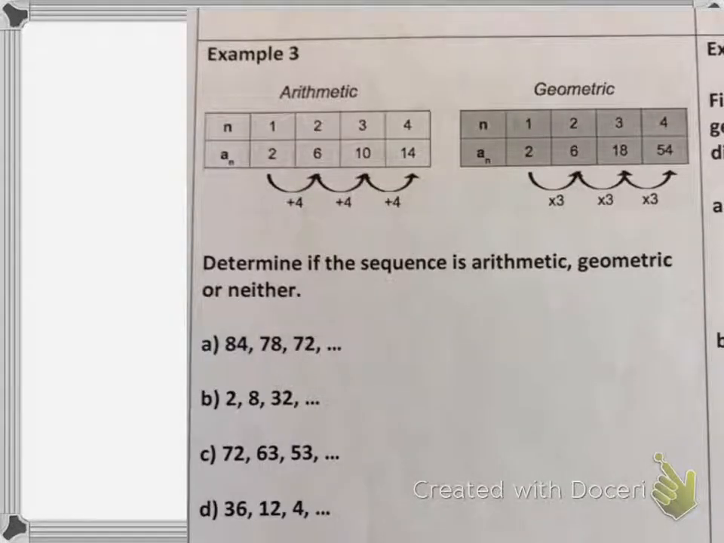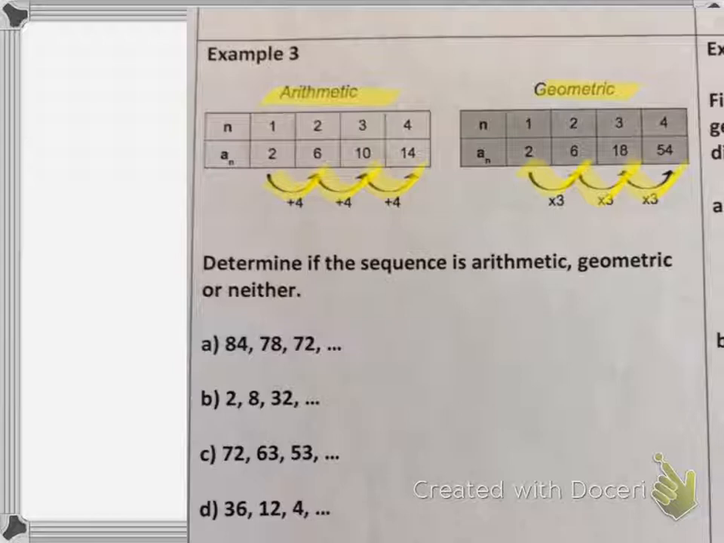All right, on example 3 here, we are comparing arithmetic and geometric sequences. Here's my arithmetic one. I am moving up by adding 4, or I have a common difference of 4. This one is geometric. I have a common ratio of timesing by 3.